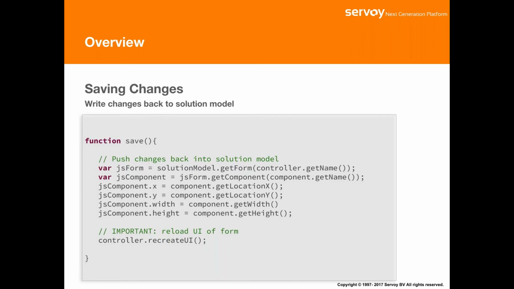So when you want to save the changes, you somehow have to copy them back into the original JS components in JS form. So you can see I did a bit of solution model here to get the component reference, and then I'm just setting X, Y, width, and height. If you want to see the changes then in the running client after you exit design mode, you got to call this controller recreate UI. That sort of pushes those changes from the blueprint back into the runtime form.